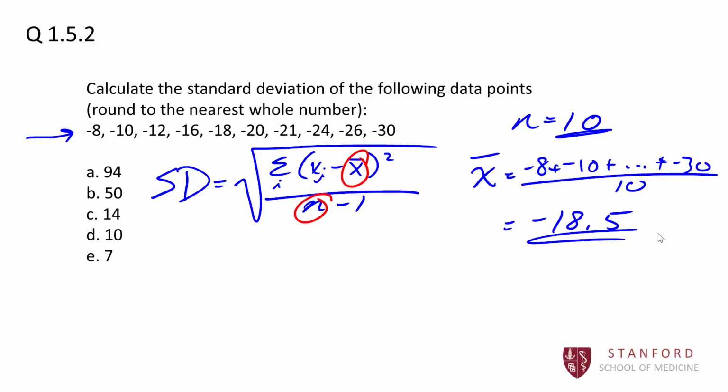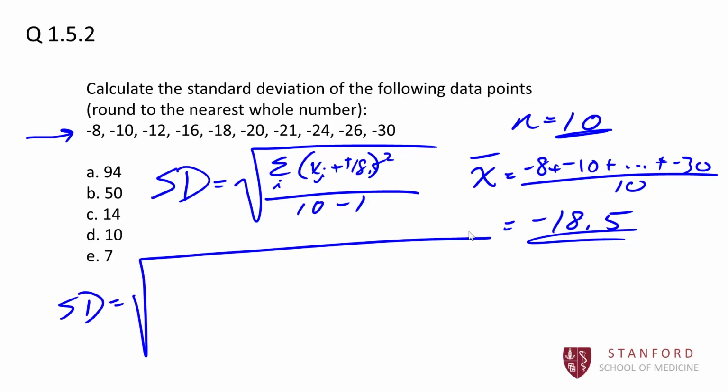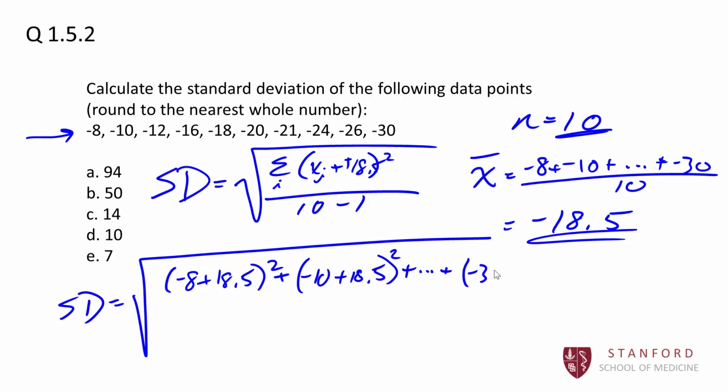So now that we have these two values, once again, we can rewrite our formula by substituting those numbers in. So again, this is just going to be the same thing as adding 18.5 here. So I'm going to write the first few terms once again. So this is going to be negative 8 plus 18.5 squared plus negative 10 plus 18.5 squared all the way to the last number in our data set.